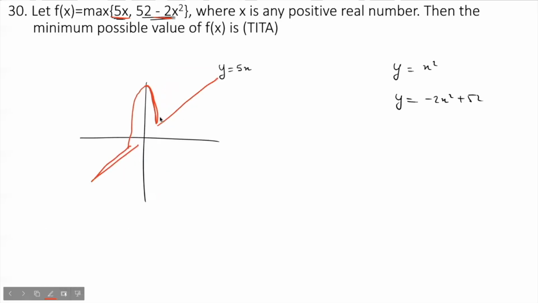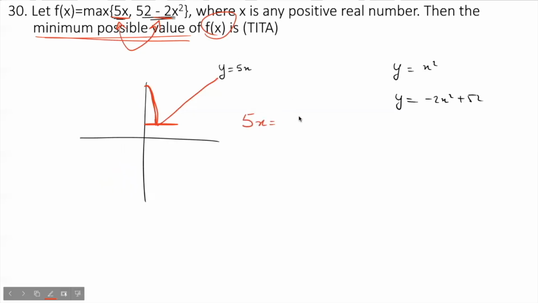It is the maximum of these two. And x is a positive real number. Perfect. So I don't need to bother about this negative region at all. Now in this, they're asking you what is the minimum possible value of fx. The minimum possible value, as you can observe, guys, it occurs at the point where both the graphs meet. So I have to equate these two values, and that's how I get the minimum possible value of fx. The value at which the two graphs basically meet.